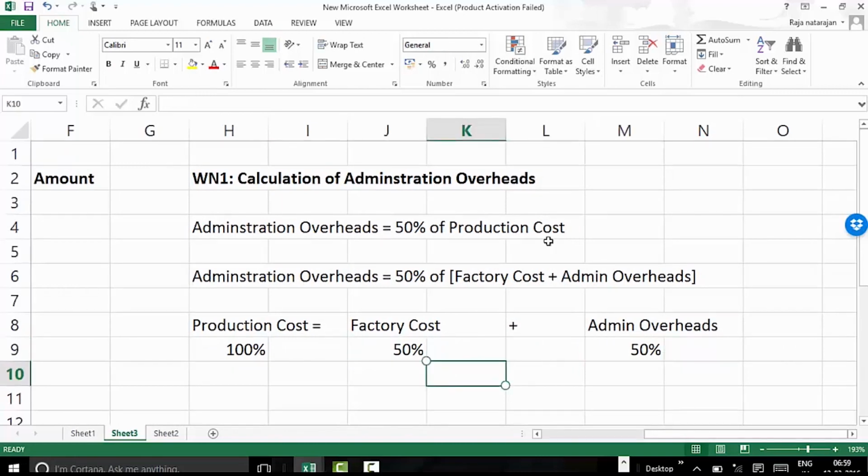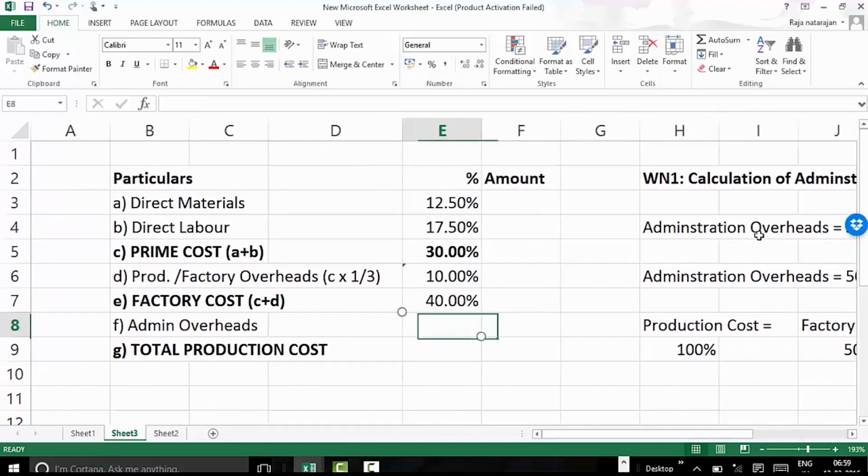That is, the relationship between these two is 50-50, or if I put it in the form of a ratio, they are in 1:1 ratio. Okay, they are in 1:1 ratio. So if factory cost is 40% of sales, then admin overhead should also be 40% of sales. So this is what I was driving at. Okay, so the admin overheads is also 40% of sales.